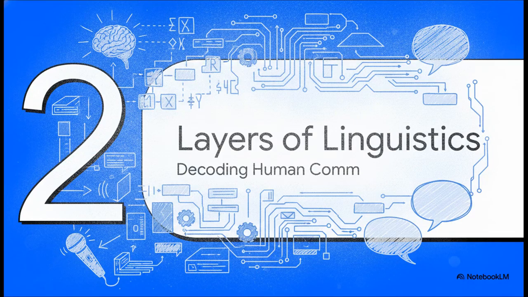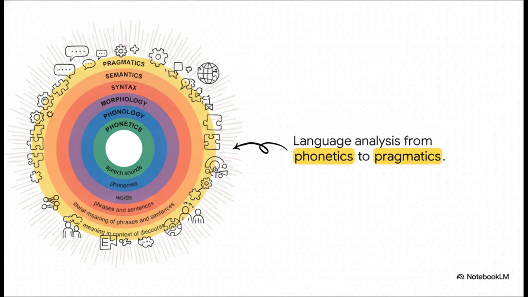Moving right along to Section 2, the layers of linguistics, where we decode the actual structure of human communication. To a computer, human communication has to be unpacked layer by layer, kind of like navigating concentric circles. It starts right at the center with raw speech sounds, your phonetics and phonology, and ripples all the way out through syntax and semantics. Eventually, it reaches pragmatics on the outer rim. And pragmatics is absolutely vital because that is how we actually accomplish real-world goals with our words.